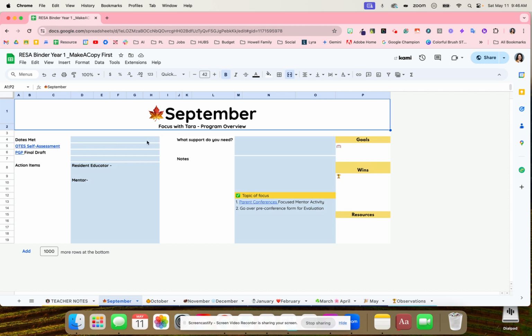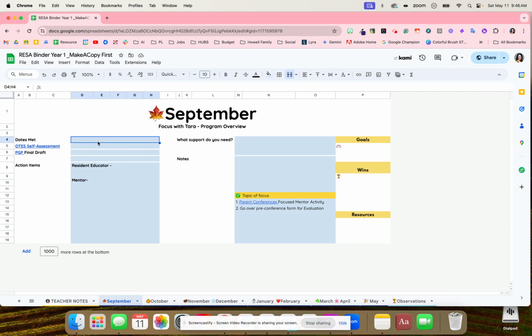And then how this kind of worked is every single month, they had some tasks to do. So the focus maybe was the program overview for October or September. And so they would write what dates they met. There was an O-test self-evaluation they had to do for Ohio. They also had to complete this PGP. And then right here is where they would put those action items from the resident educator and the mentor.